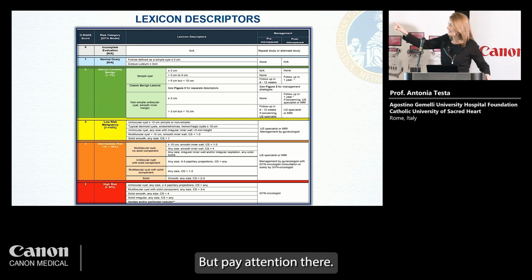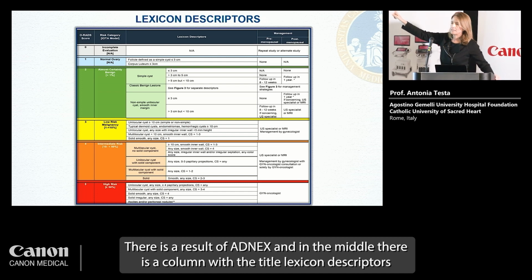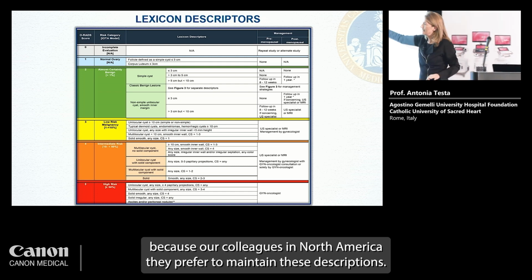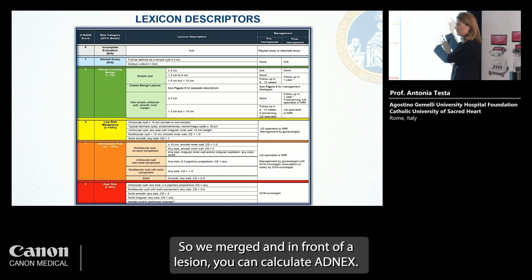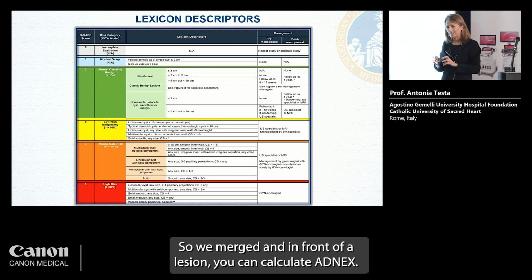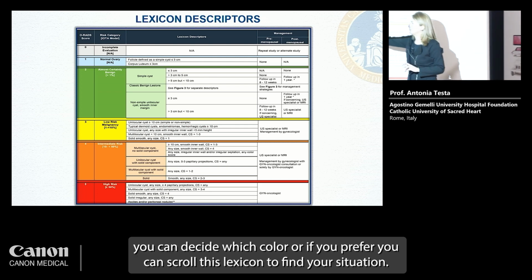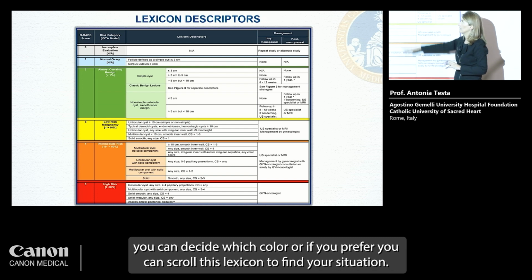But pay attention: there is a result of ADNEX, and in the middle there is a column with the title Lexicon Descriptors, because our colleagues in North America prefer to maintain this description. So we merged them, and in front of a lesion, you can calculate ADNEX. According to the result of risk of malignancy provided by ADNEX, you can decide which color, or if you prefer, you can scroll this lexicon to find your situation.